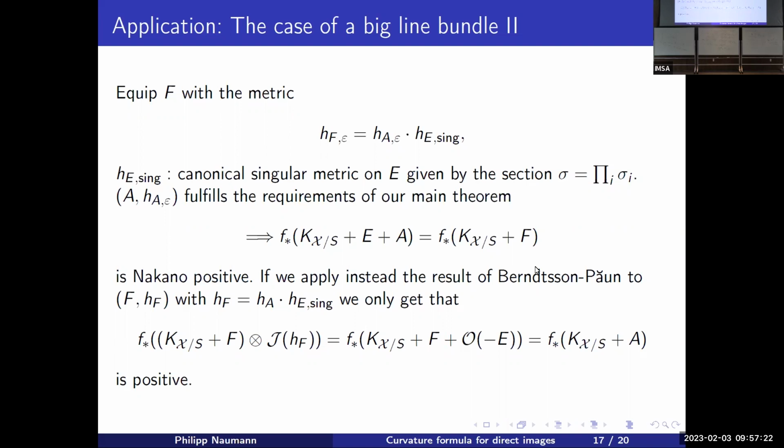Of course, you could do the same trick here and somehow twist A such that the multiplier ideal sheaf is not there, but then you get a weaker statement, like positivity only in the singular sense of curvature.